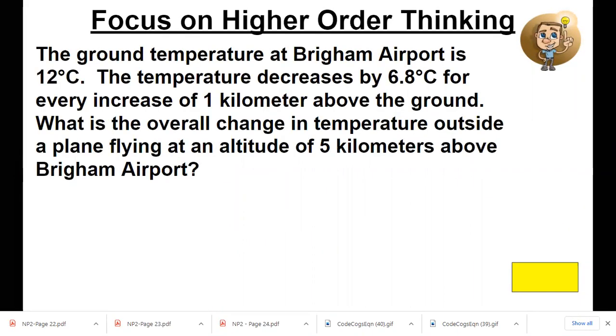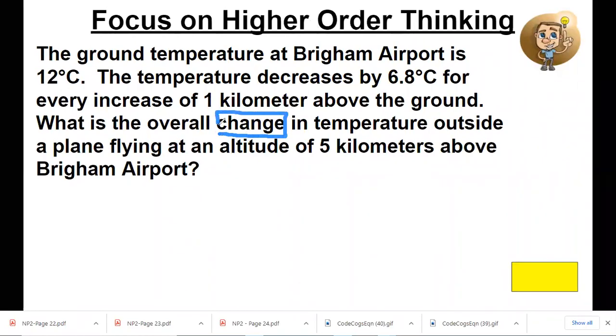Okay, the ground temperature at Brigham Airport is 12 degrees Celsius. The temperature decreases by 6.8 degrees Celsius for every increase of 1 kilometer above the ground. So every time you go up 1 kilometer above the ground, the temperature will decrease by 6.8 degrees. What is the overall change in temperature outside of a plane flying at an altitude of 5 kilometers above Brigham Airport?